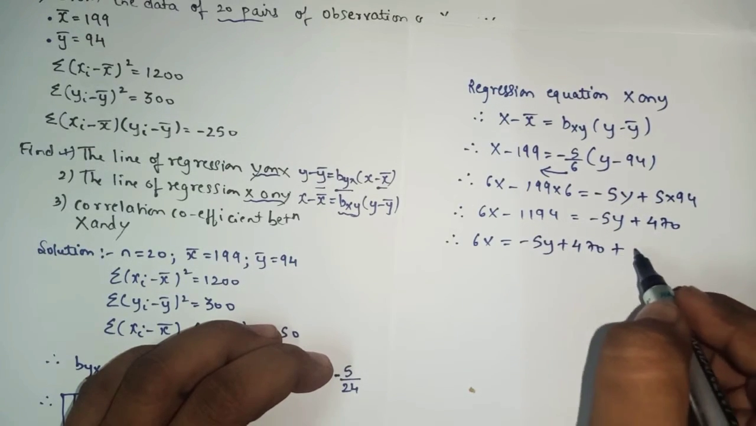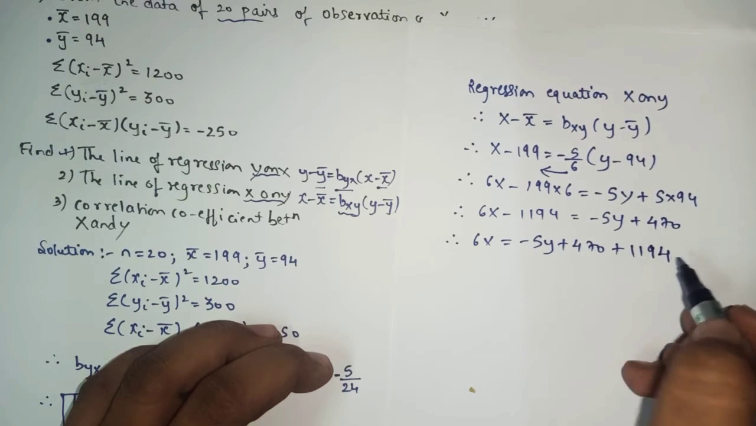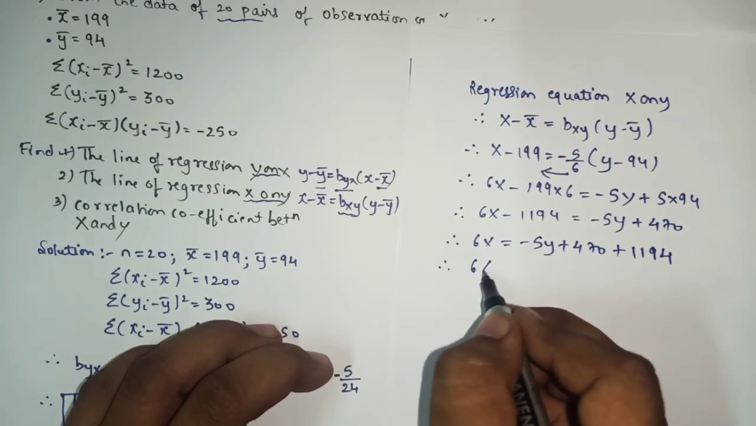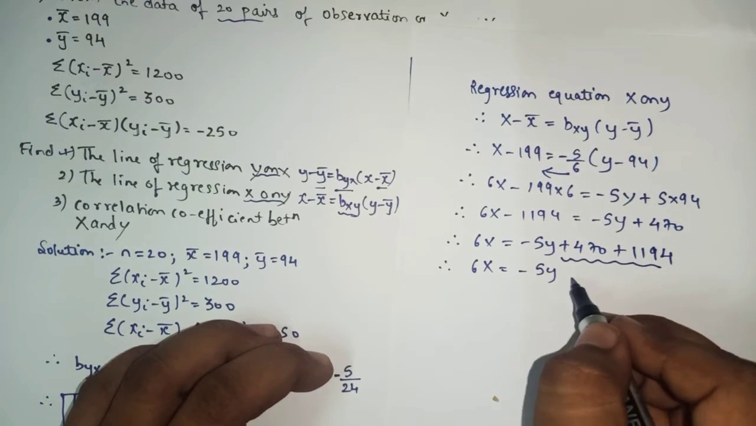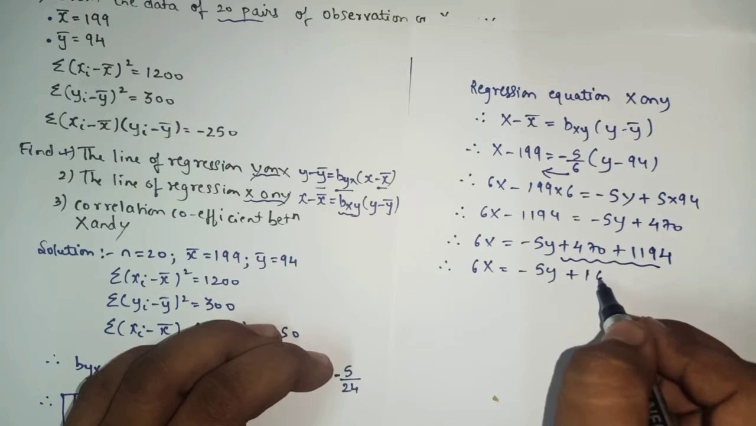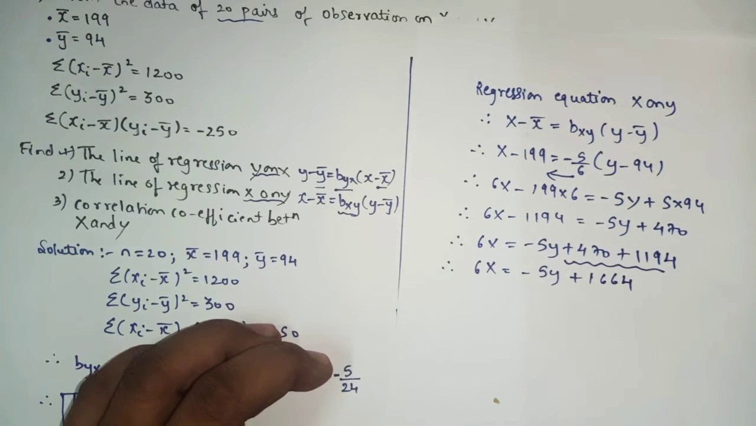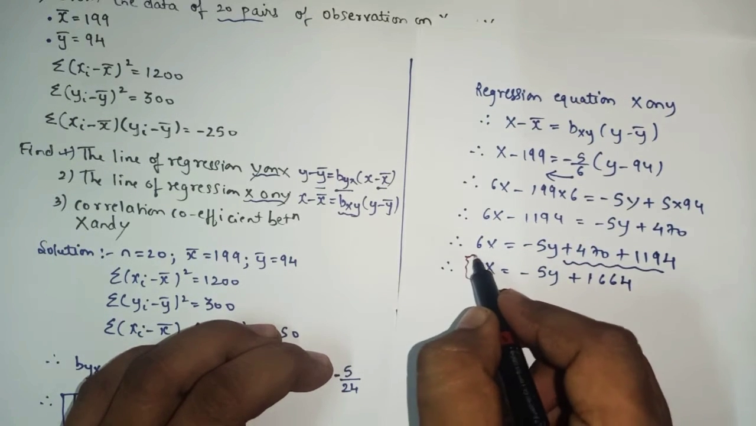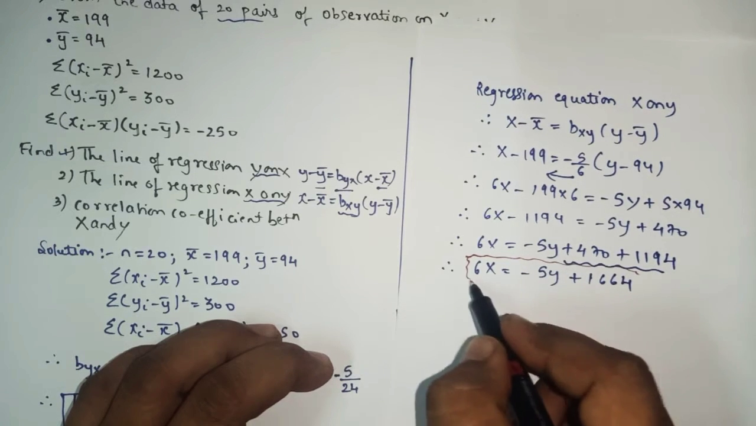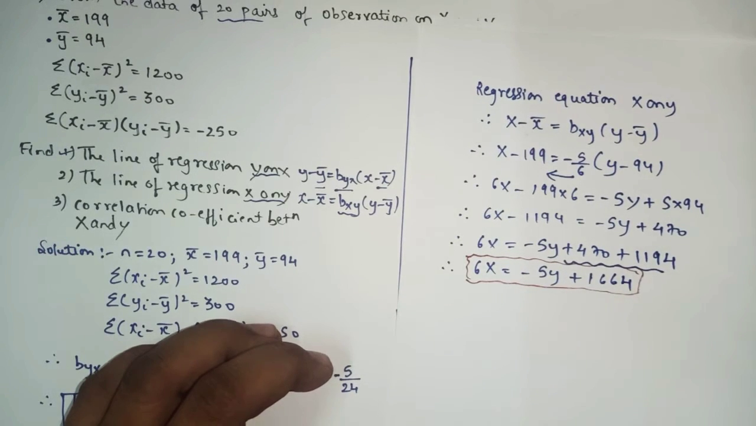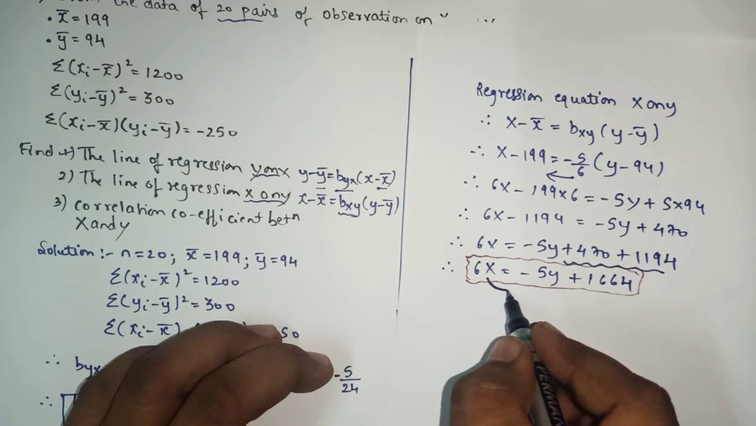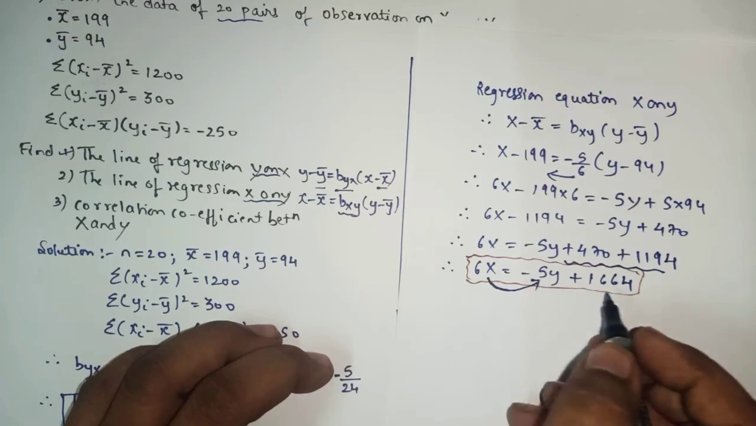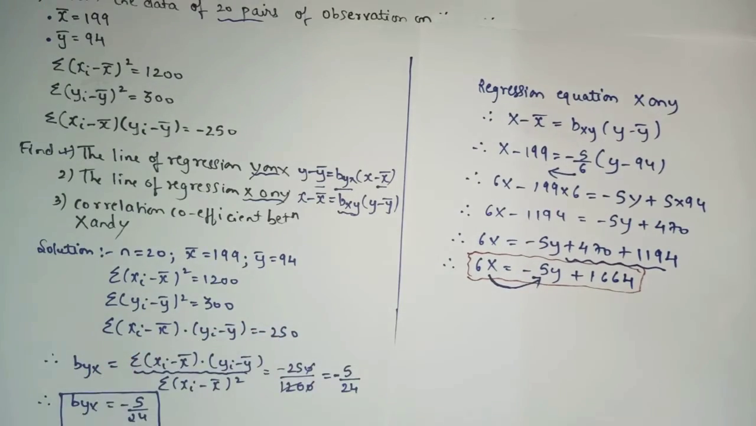This will go that side, so plus 1194. So further this we can write as 6x equals to minus 5y. When you add these two numbers, you will get 1664. So this we got the regression equation x on y, because x is there on the left hand side and y on the right hand side, so that's why it is x on y. So done with the second part also.